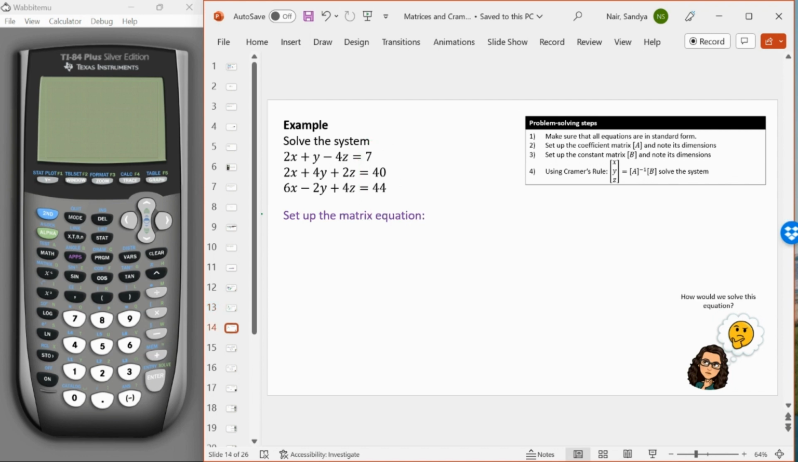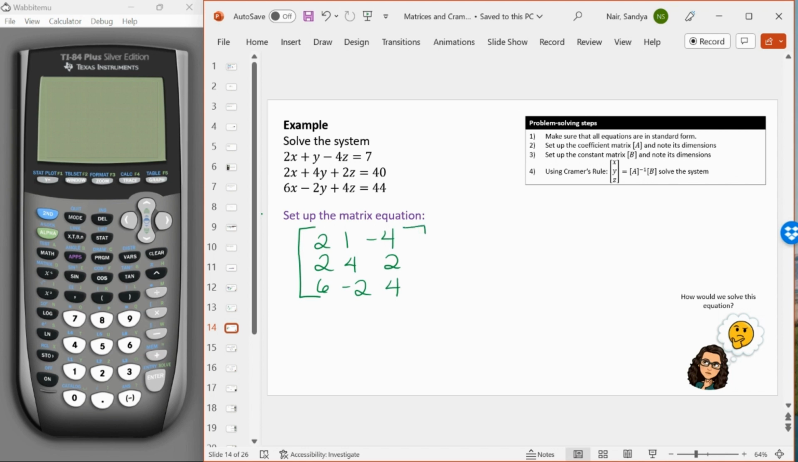So now what we're going to do is write a matrix equation. Remember what I had told you, that we were going to take this 3 by 3 system and turn it into a matrix equation. So I'm going to write my coefficient matrix. So I have 2, 1, negative 4, 2, 4, 2, 6, negative 2, 4.